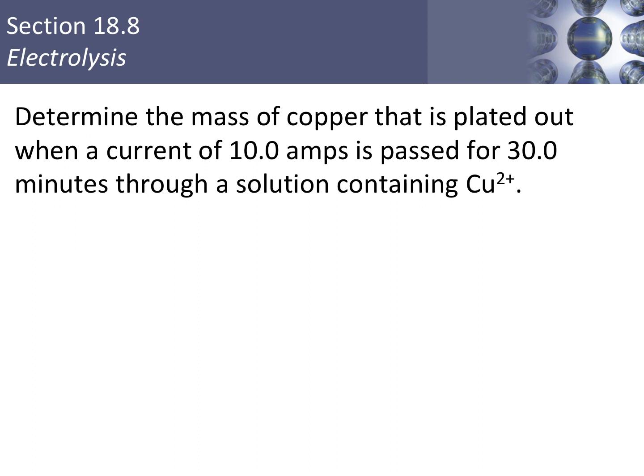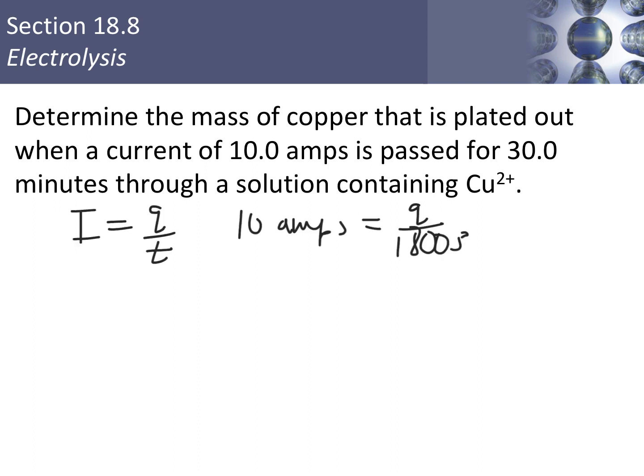We're going to determine the mass of copper that plates out when we have a current of 10 amps, and it's passed for 30 minutes. Now we'll want that in seconds. It's passed through a solution that contains copper ions. So we want to do copper ion to copper metal. We'll start with that equation that has current and charge and time in it, and our current is 10 amps. And 30 minutes in seconds is 1,800 seconds. So remember, 60 seconds in a minute. Our charge is 18,000 coulombs.